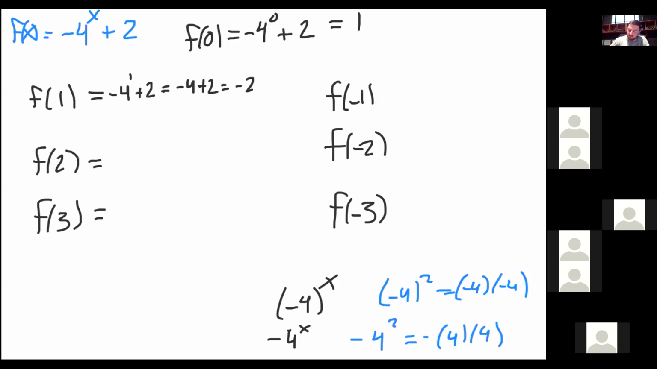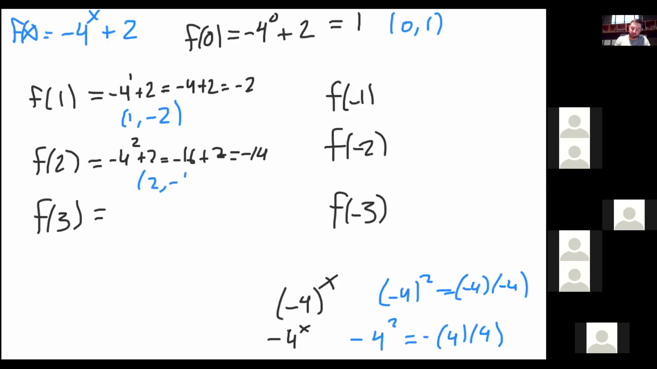So now I have the points (0, 1) and (1, -2). If I did f of 2, this would be -4^2 + 2. It would be -16 + 2, or -14, meaning that this one will go through the point (2, -14). So I just take one step to the right from 1 to 2 on the x-axis, and I make this nice huge leap down on the y-axis because I go from a y value of -2 to -14. Let's see if I can remember.